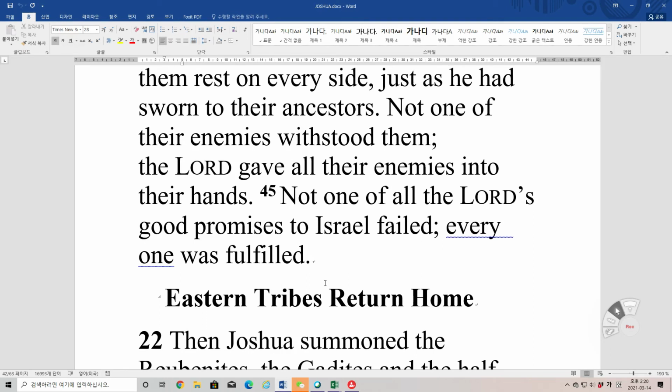Not one of their enemies withstood them. The Lord gave all their enemies into their hands. Not one of all the Lord's good promises to Israel failed. Every one was fulfilled.